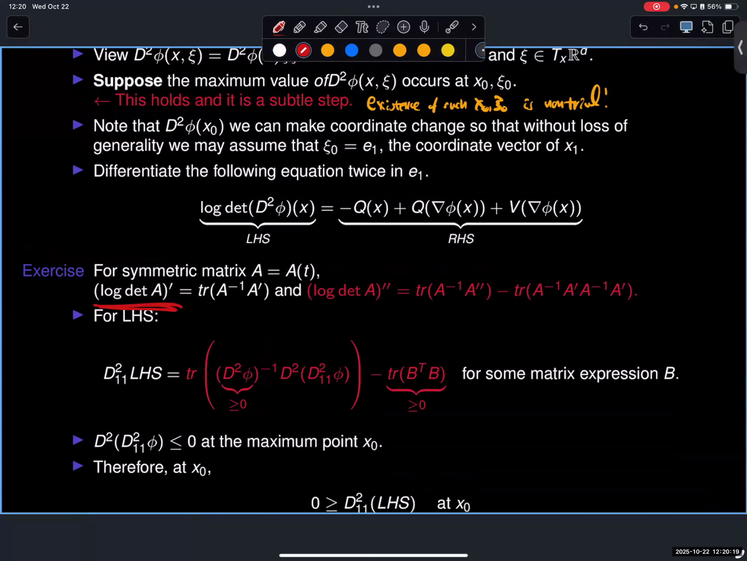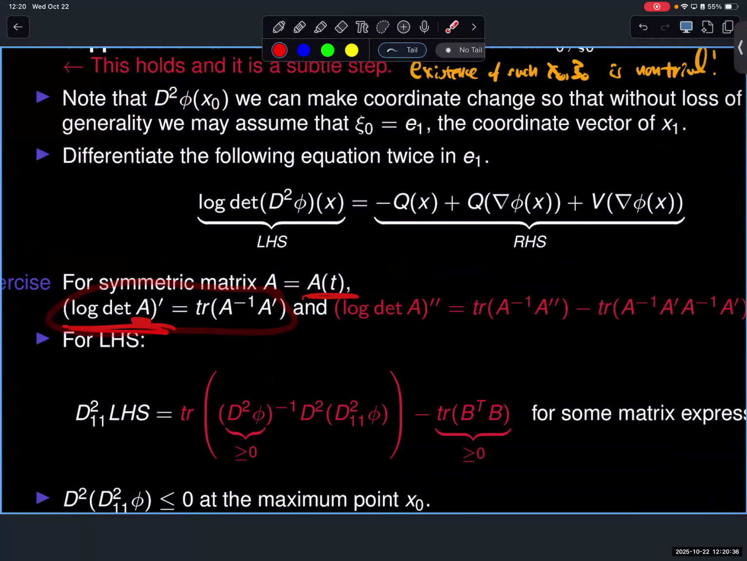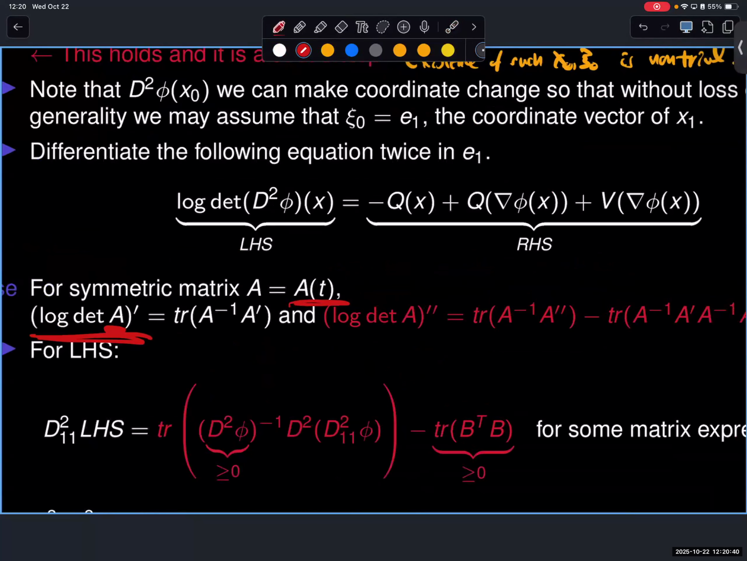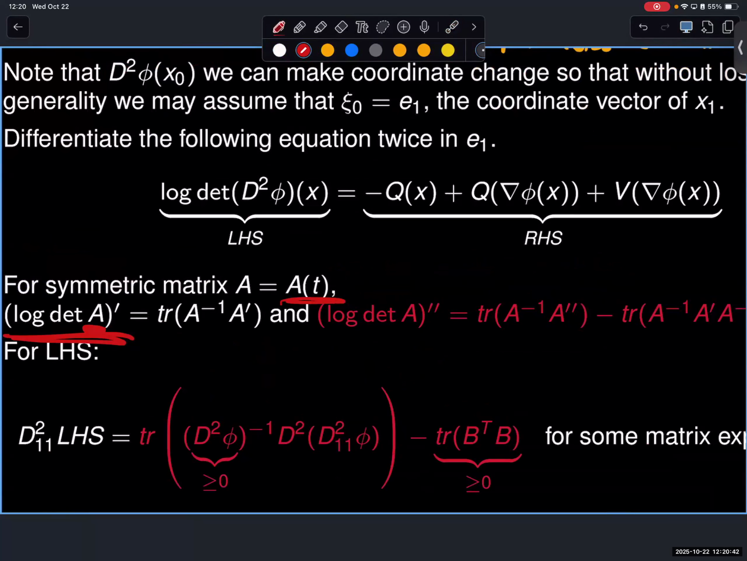The log determinant of the matrix A. Let's say matrix A is some differentiable function of t. If you differentiate this once, you get the trace of A inverse and A prime. This is something you can do. If you get into trouble, just try this.